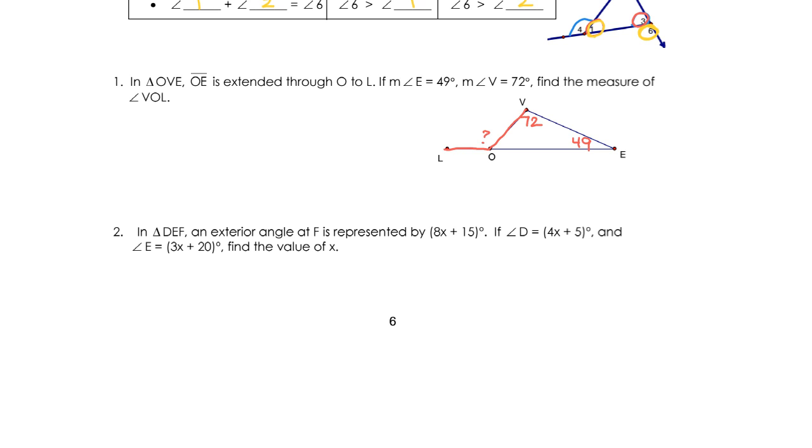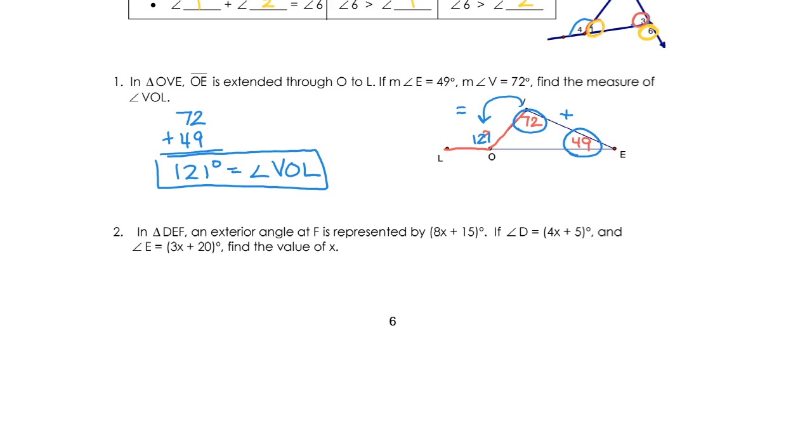We could do this like we did in the warm-up, and find the last angle in the triangle and then do a linear pair. Or if we want an easier way, we're going to take these two non-adjacent interior angles and add them together, and it's going to equal that angle every time. And so 72 plus 49 is equal to 121 degrees, which would be our angle VOL. And that one's done.